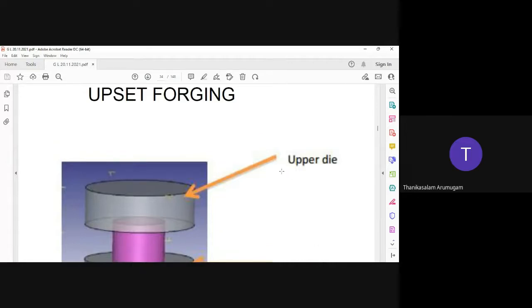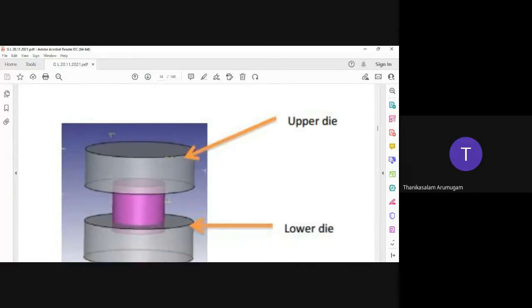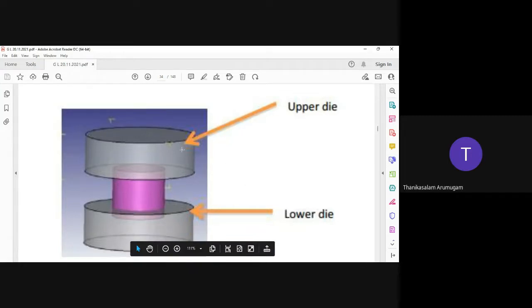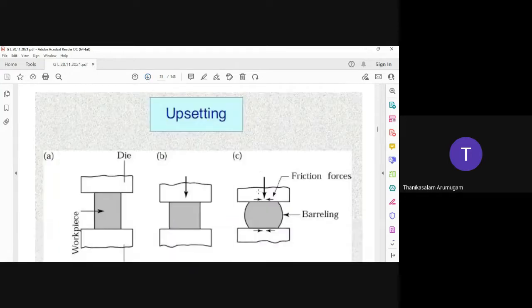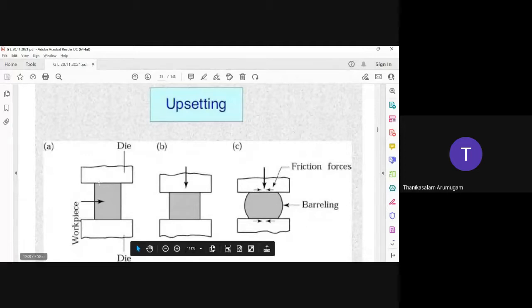This is upset forging. This is a common upper end rotor. We are compressing, and by compressing we get the required shape and size. See, the work piece, whatever shape we need, we apply that. General forging means we apply the force. We may heat the metal and then apply force, or we may not heat it. That is hot forging and cold forging.